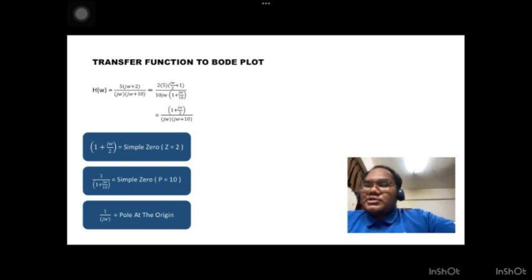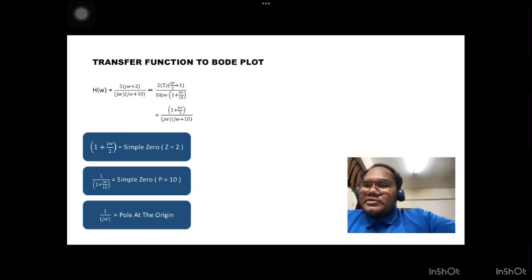Here is the equation, which is 5 times (jω plus 2) over jω times (jω plus 10). After derivation, we can conclude that the final equation is the bracket 1 plus jω over 2, over jω, and another bracket is jω over 10 plus 1. From there, we can conclude there are 2 simple zeros and 1 pole at the origin.